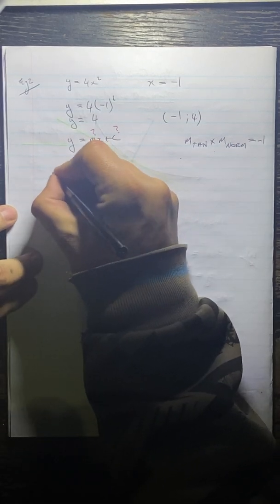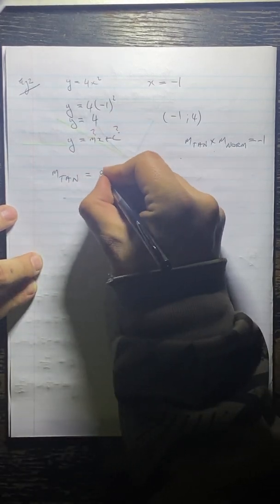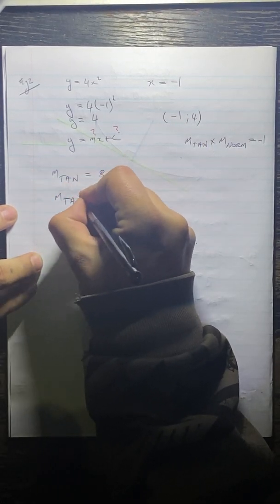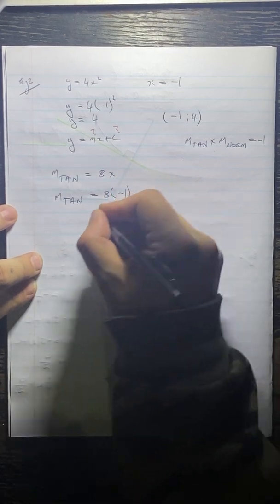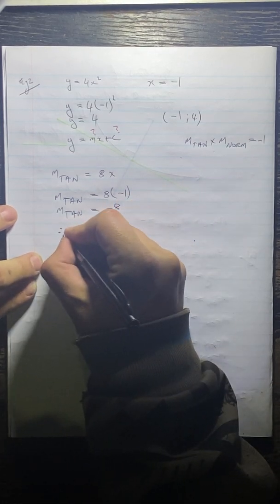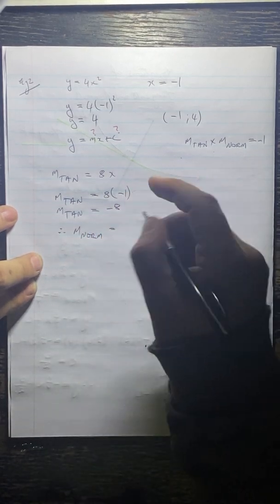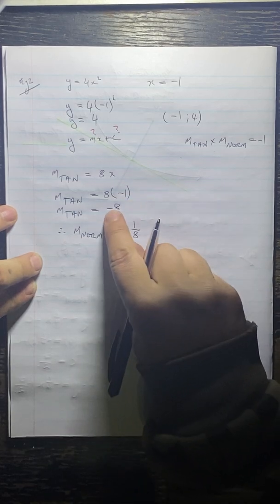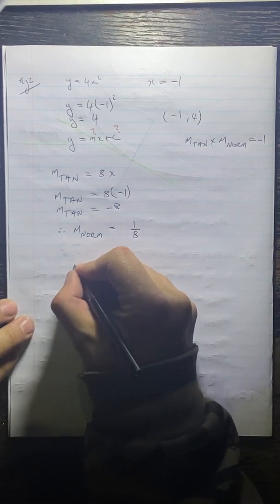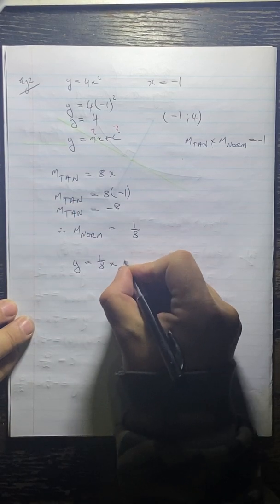So m tan will be equal to, if I differentiate this, I get 8x, but we're interested in this point of contact, so m tan is equal to 8 times minus 1, so the gradient of the tangent is equal to minus 8. Therefore, the gradient of the normal will be equal to, I invert this, so it'll become 1 over 8, and I change the sign, so it just stays positive. So now we have the gradient of the normal. So y is equal to 1 over 8, I'm just substituting it in here, x plus c.